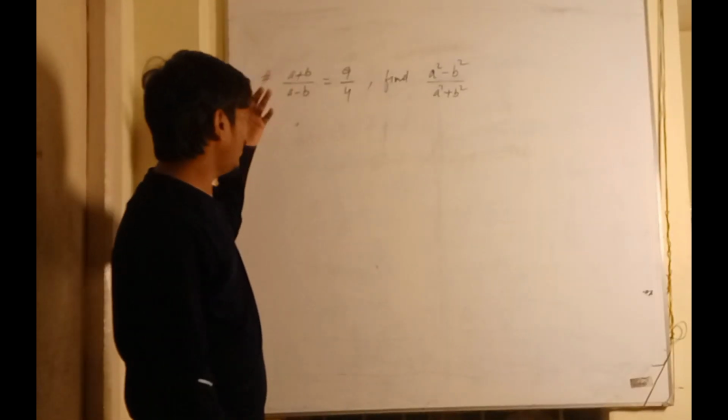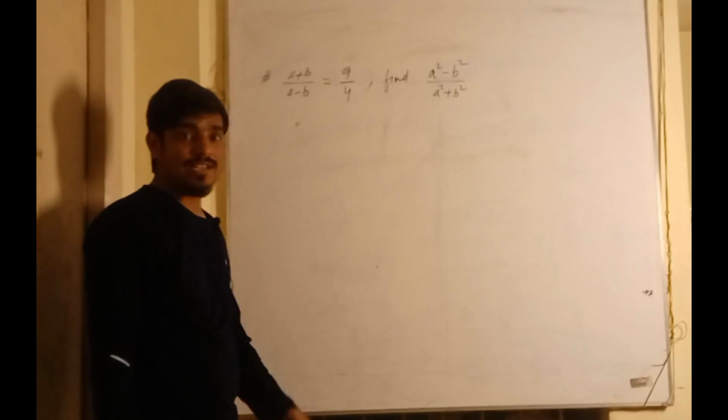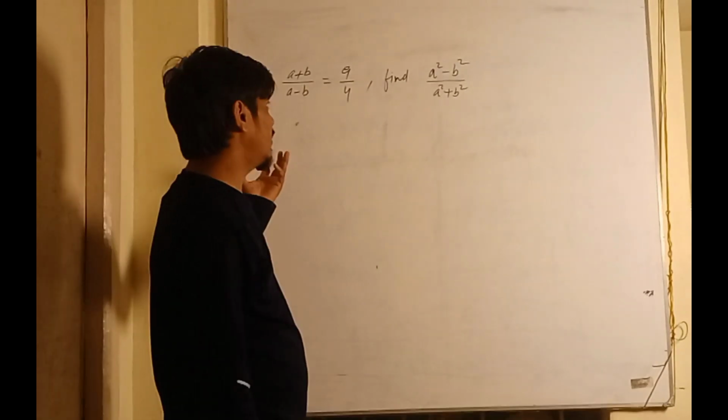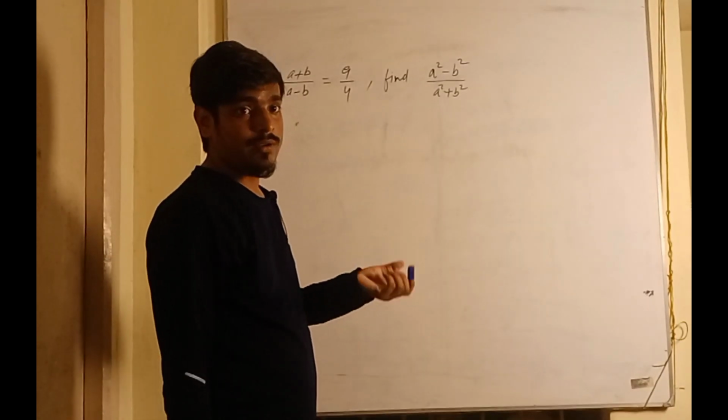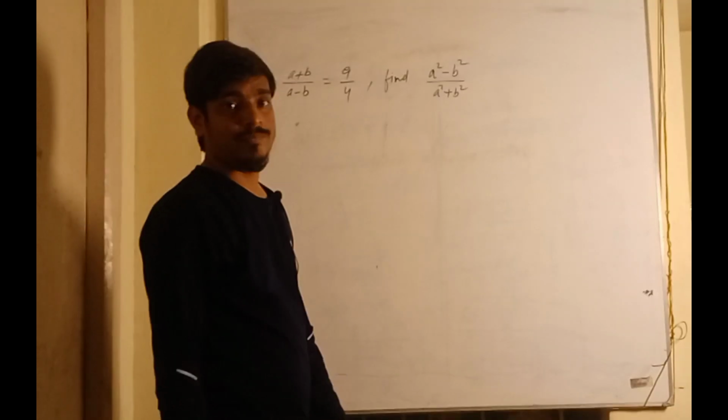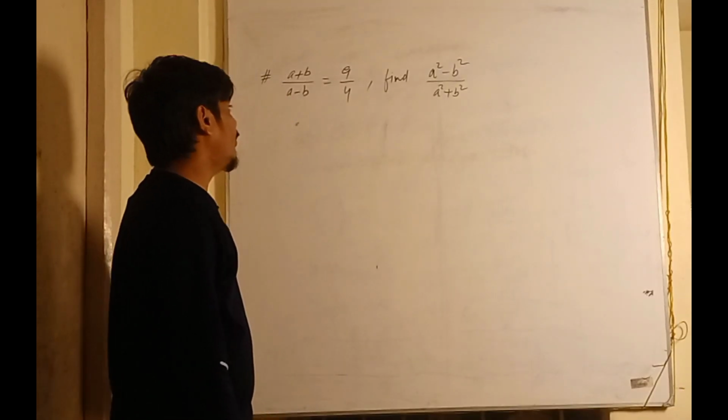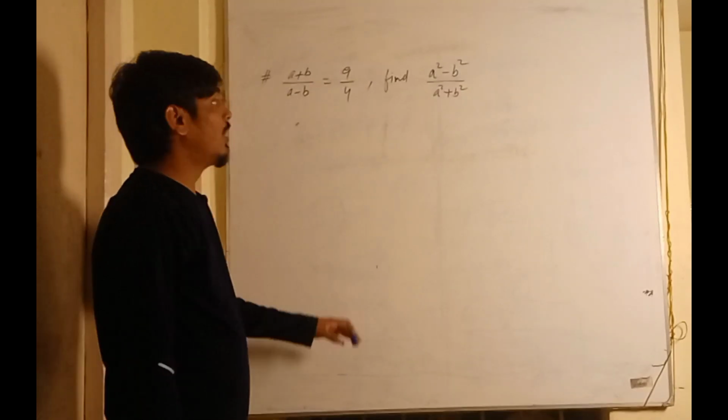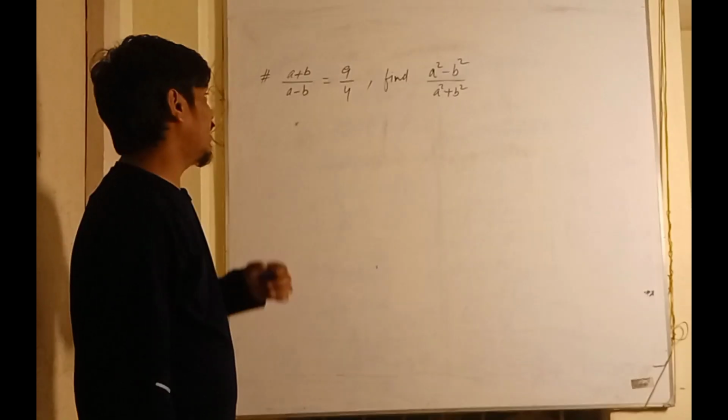If we try to do it by using algebraic identities, we might not get the result and things will be messy. So to avoid that, we just have to look at the properties of ratio and proportion, like alternando, componendo and dividendo, which we have learned.